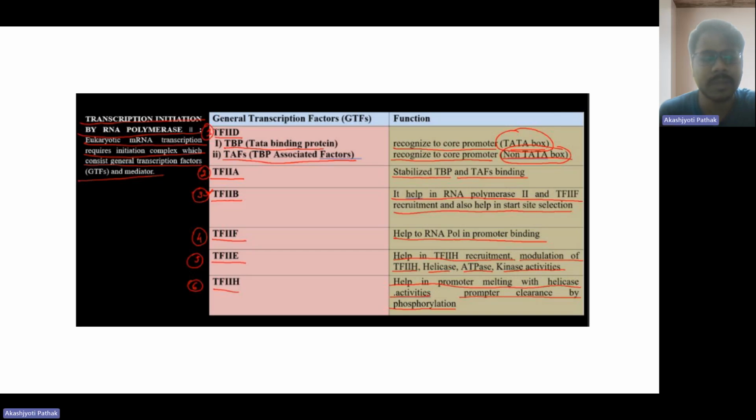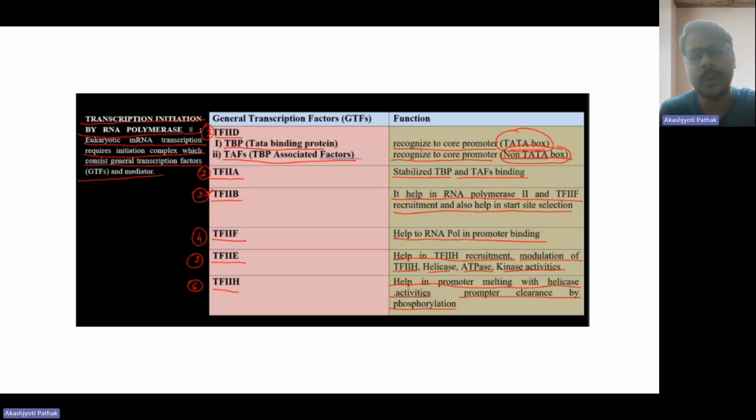It describes the function of all the transcription factors that are involved in the transcription initiation of eukaryotes. Transcription factor 2D: what is its function? It is the first transcription factor to bind to the RNA polymerase, and its function is to recognize the promoter. It will recognize the TATA box, and then there are TAFs, the TBP-associated factors. These factors will bind with the TBP, and help the RNA polymerase to recognize the core promoter.